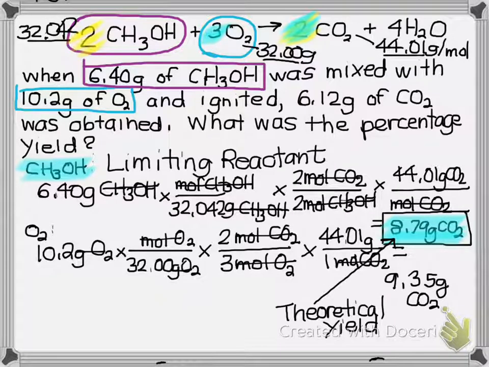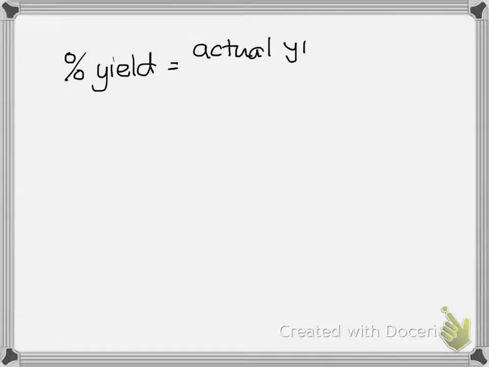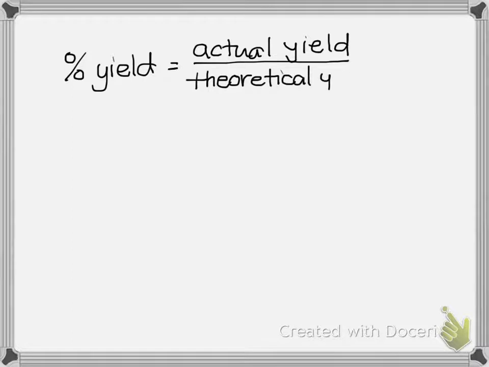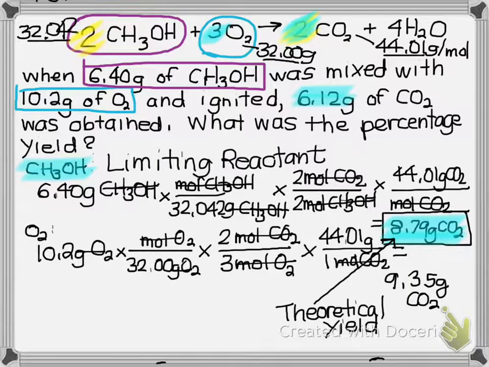So now if you recall up here, I have 6.12 was the actual yield. So the percent yield, whoops, look at what I'm writing. Okay, I was writing with a highlighter. Percent yield equals the actual yield divided by the theoretical yield times 100.